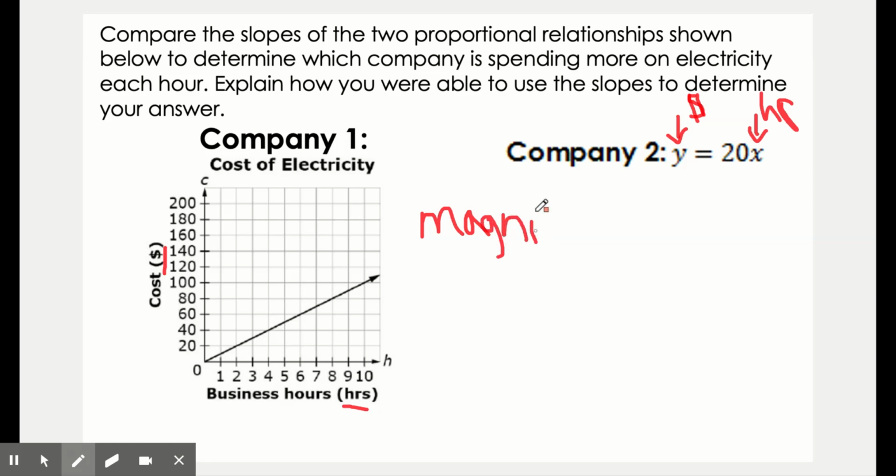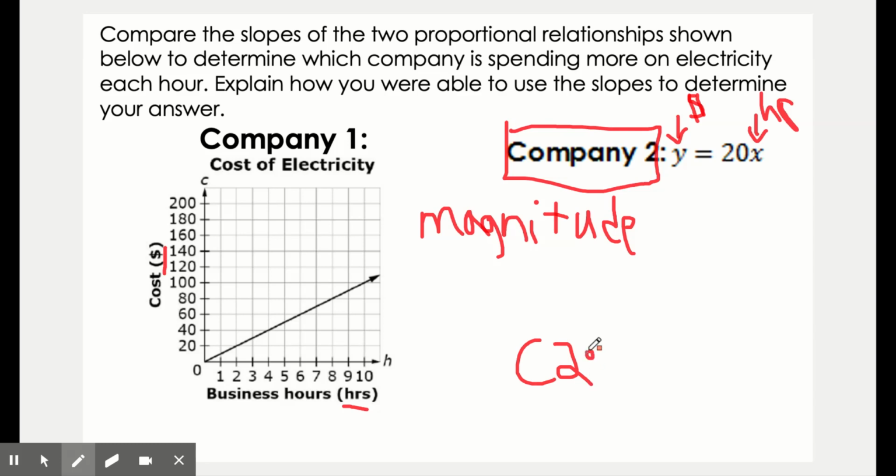And we talked about that today. Magnitude means how steep is this? How fast is it growing? And we want to find out which company has a larger magnitude slope. So right now for company two, it's going to be a lot easier to find its magnitude. I'm just going to call that C2 because its magnitude is just its slope, which is going to be 20.